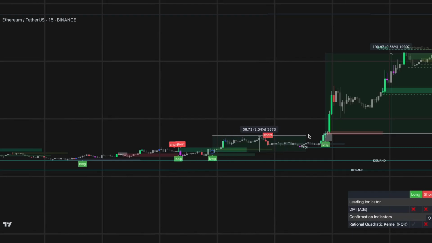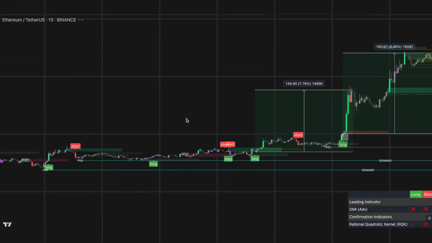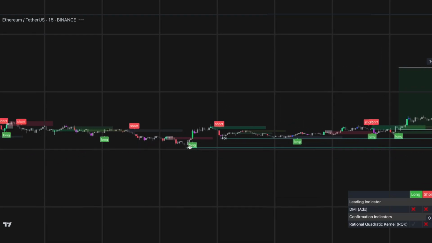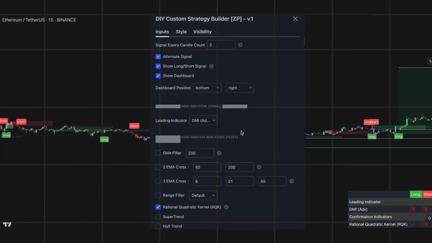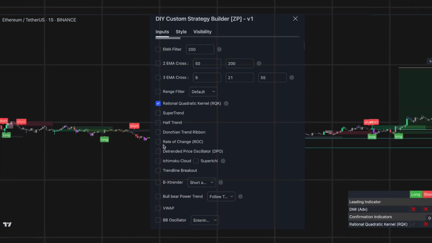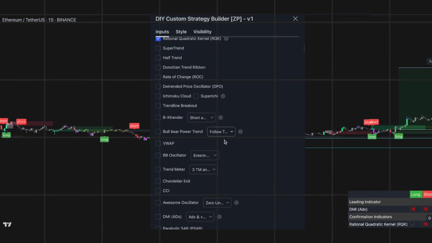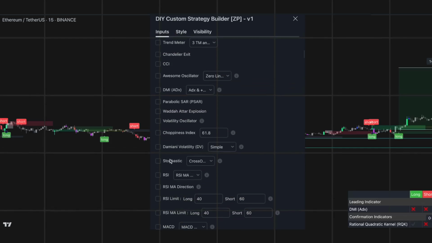The indicator can also be used as part of a buy and hold strategy. The creator regularly updates the indicator to maintain consistent accuracy. It can also be used in any time frame, from intraday to long-term trading. To customize the secondary confirmation indicator, all you need to do is go to Inputs and enable any indicator you see in this window. Here you can enable different EMA filters, range filters, supertrend, VWAP, stochastic, and more.